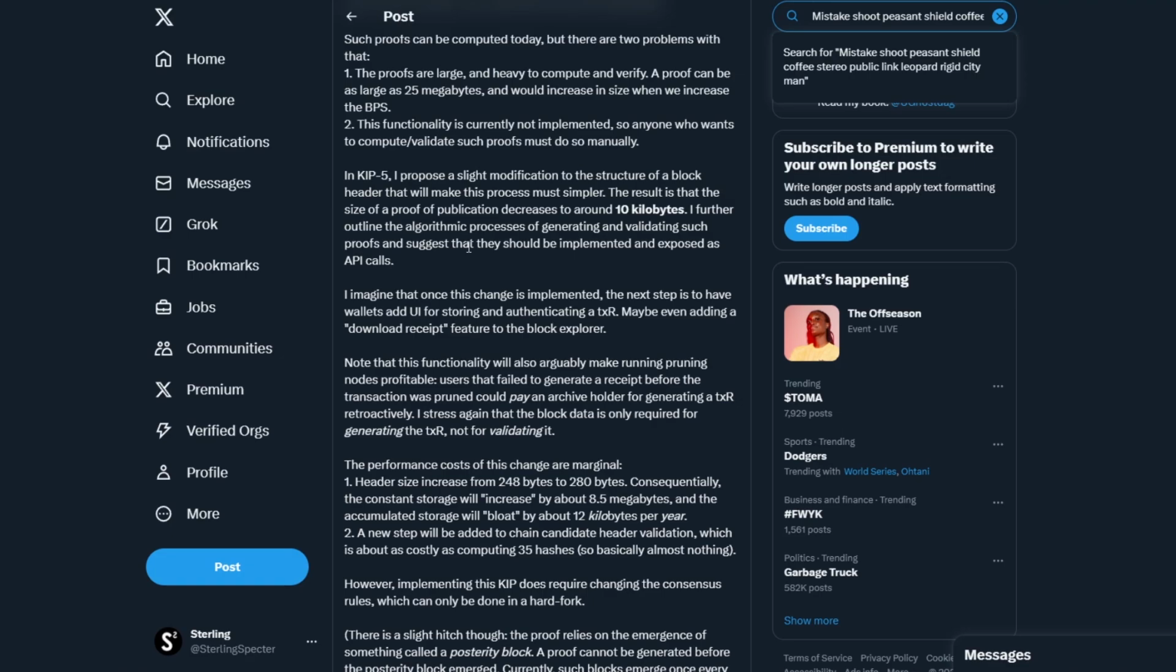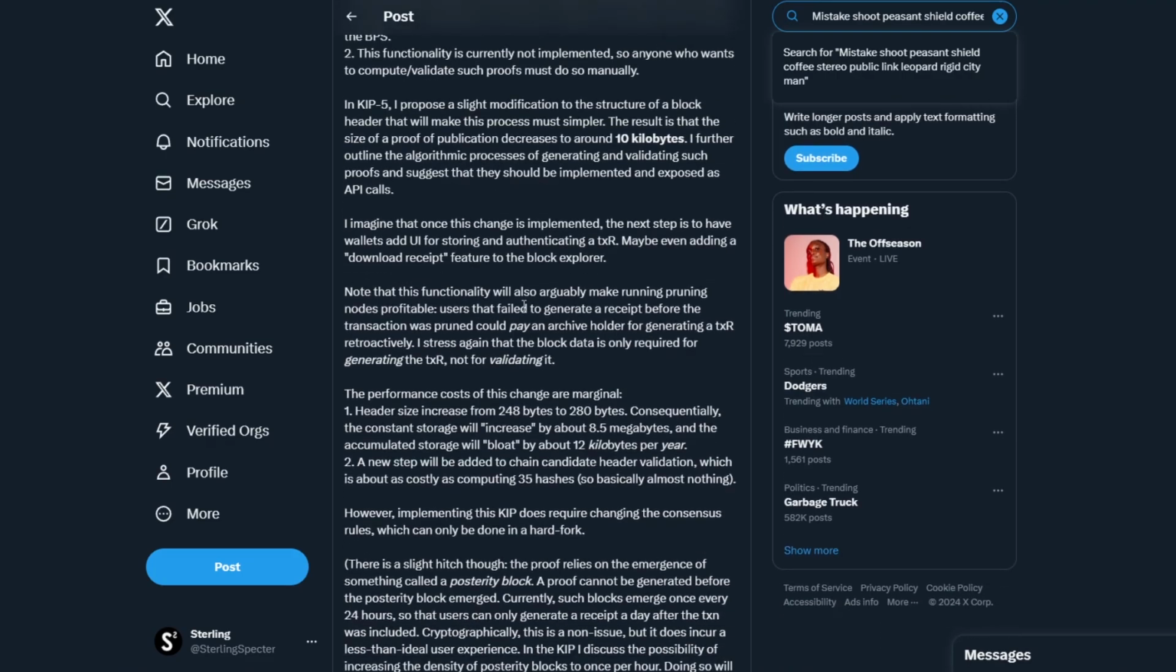Remember, these are probably added by now just because this post is old, but it does say here that there might be financial incentive, or at least incentive, to have archival nodes in the future. It says: note that this functionality would also arguably make running pruning nodes profitable. Users that failed to generate a receipt before the transaction was pruned could pay an archive holder for generating a transaction retroactively. I stress that the block data is only required for generating the transaction and not validating it.